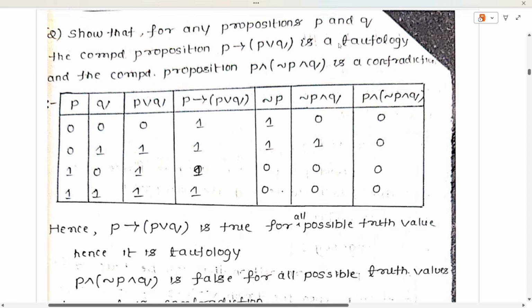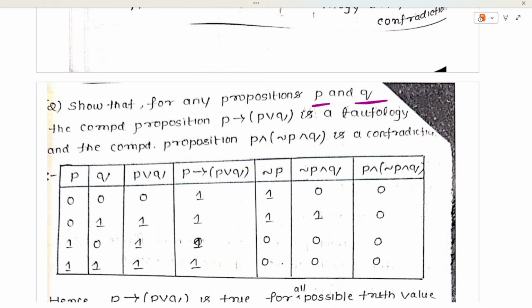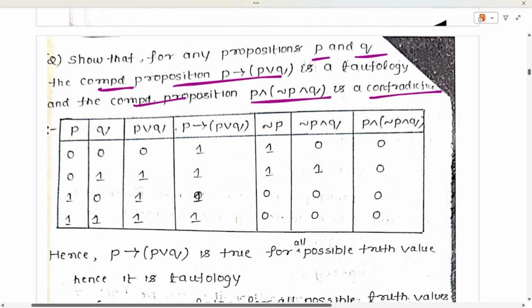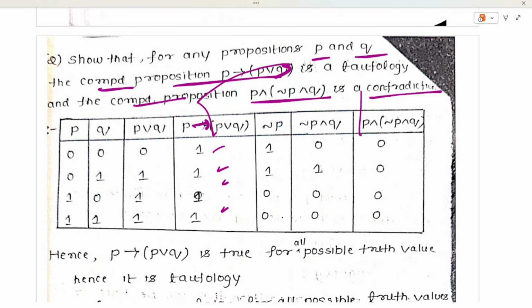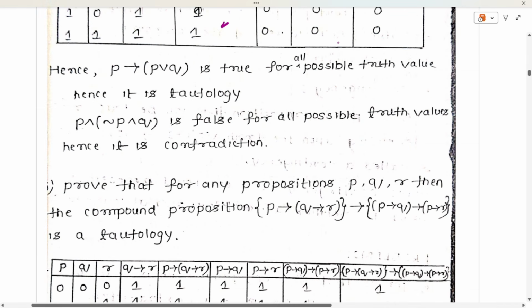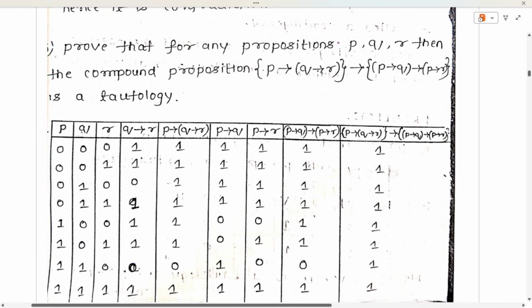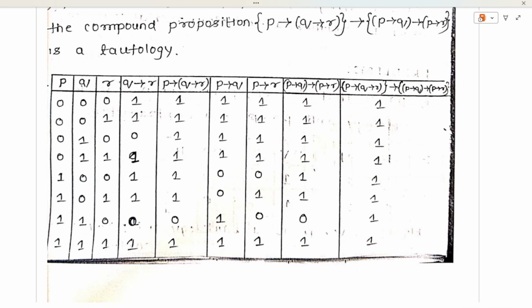Next is: show that for any propositions P and Q, the compound proposition P conditional P or Q is a tautology and the other compound proposition is a contradiction. See here, just substitute the values, find out the AND value and apply the conditional statement. You will get all the values as 1, that means that is a tautology. And here it got 0, that is a contradiction. Here also you can prove the same way, if you do all the operations one by one, you will get all the values as 1.